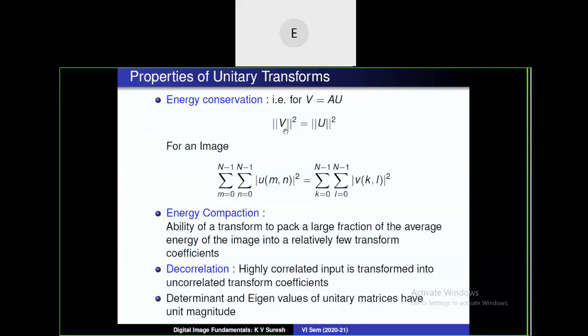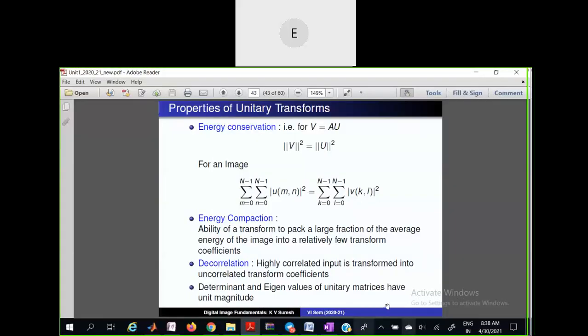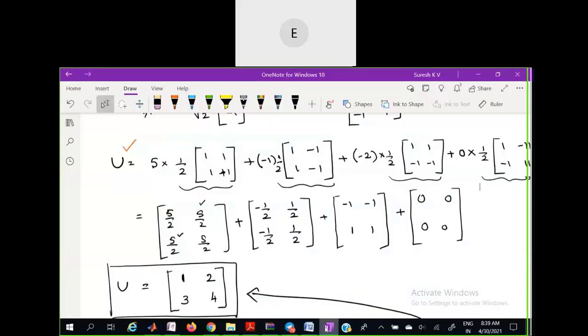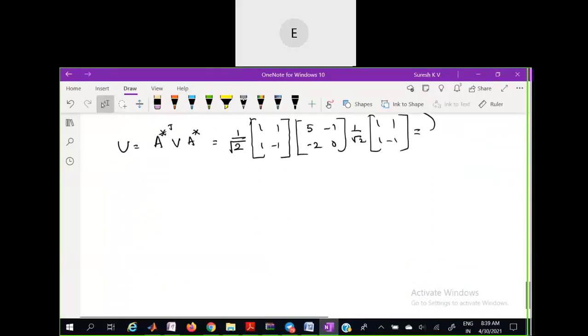So you can verify it also. In fact, you can verify it for one-dimensional DFT also. When I take Fourier transform of a one-dimensional data, you can find the energy in the time domain. You can find the energy in the frequency domain. Both of them will be same. If it is an image, then energy can be calculated like this. So you just square each and every value of the matrix, add them. They should be same. Let us verify it for the problem which we have done. So we are trying to verify energy conservation property here.